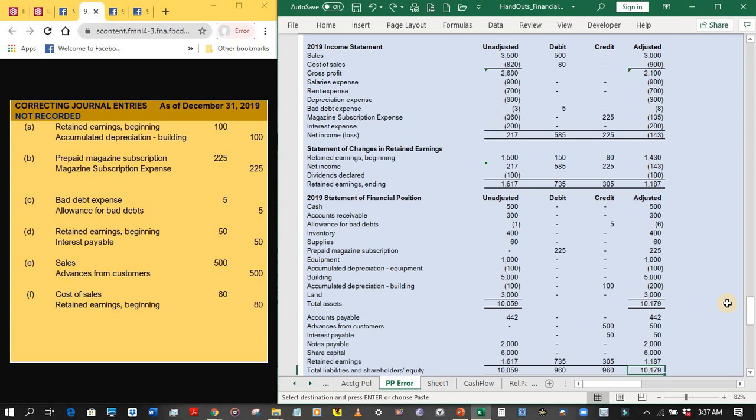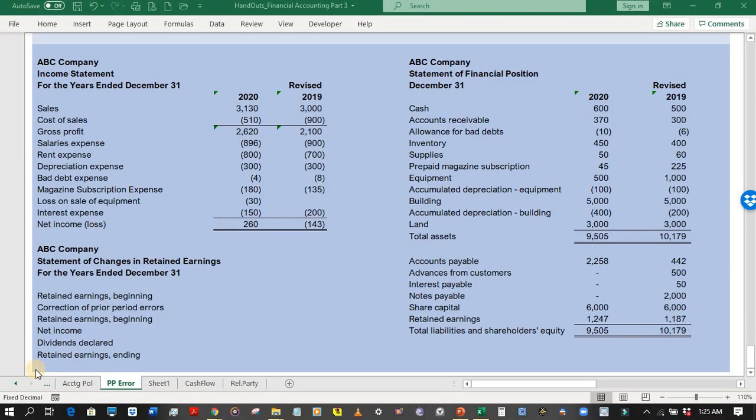So since we are done with the preparation of the adjusted 2020 and 2019 financial statements, we can now prepare the comparative financial statements in 2020. So lastly is the preparation of the comparative financial statements. So again, our comparative financial statements include the 2020 account balances, which are already adjusted, and the 2019 account balances, which are already at their restated amounts.